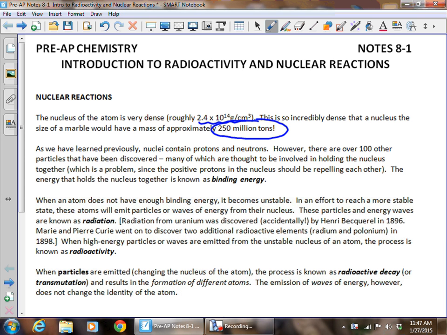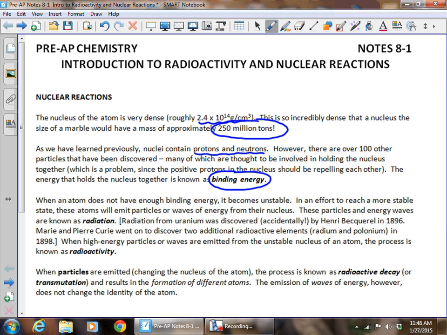We have learned in previous discussions that the nuclei contain protons and neutrons. Now, there are lots of other particles that have been discovered, many of which are thought to be involved in holding the nucleus together. Remember, that's a problem because we have positive protons in the nucleus and they are attempting to repel from each other. So something strong must be in there holding that nucleus together. We sometimes call it the strong force or binding energy.